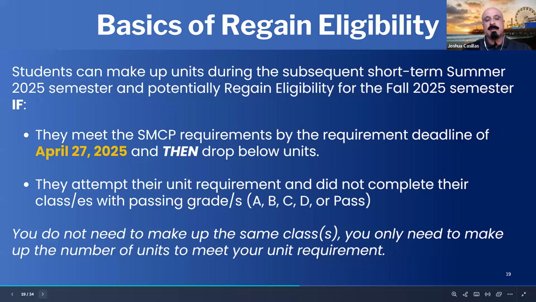You drop after the SMC Promise requirement deadline. They attempt their unit requirement and did not complete their classes with passing grades A, B, C, D, or P for pass. Okay, A, B, C, D, or P for pass are passing grades. If one of your classes or two of your classes, you didn't receive a passing grade, then you potentially qualify to regain eligibility, but you have to drop your classes, or at the end of the semester, you get a grade and you find out you didn't pass those. Okay, you do not need to make up the same classes. You only need to make up the same number of units to meet your unit requirement.